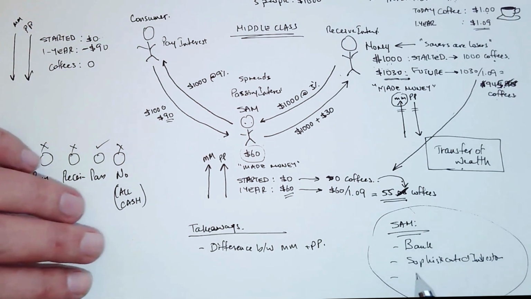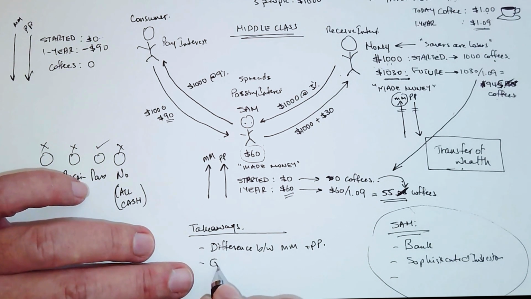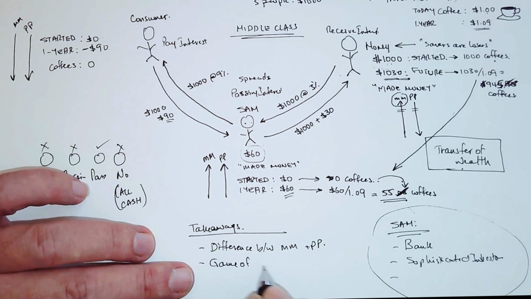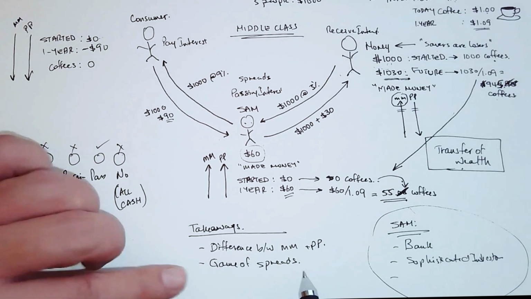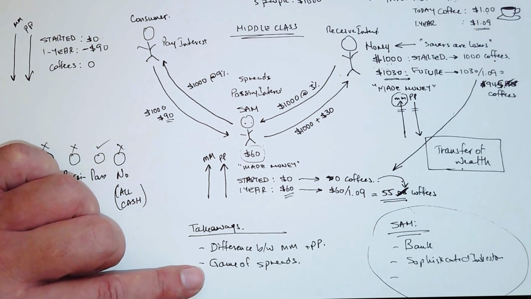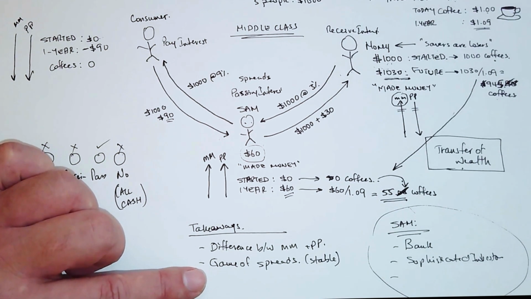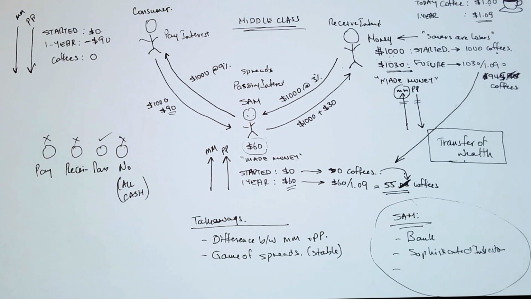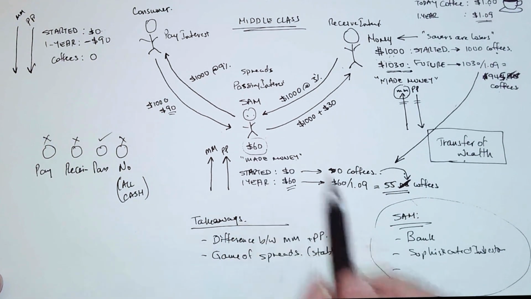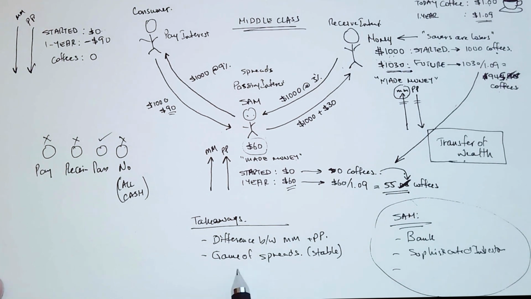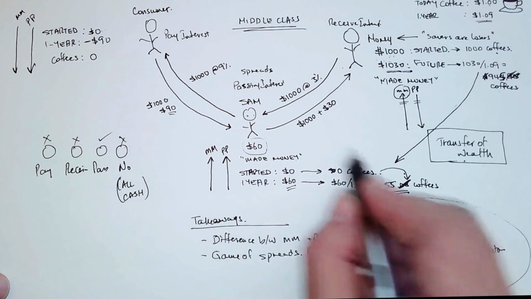Sam plays the game of spreads. So I'm going to put here game of spreads. The person that knows how to play the game of spreads, and not just any spreads, folks. We're not talking about the risky spreads. We're talking about knowing how to, and we'll cover that more in future videos. But what does this mean? We're talking about stable spreads, okay? Not the crazy spreads out there with the trading and all that stuff. But so this person, Sam, knows how to play the game. And he's playing the game of spreads, and therefore you can see in the math he's winning.